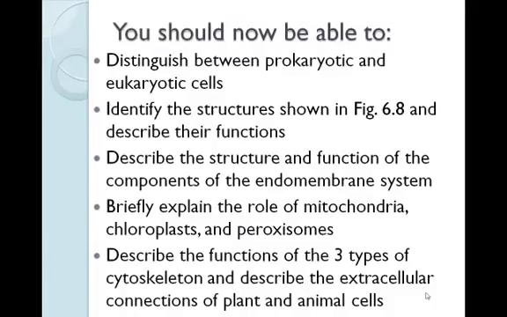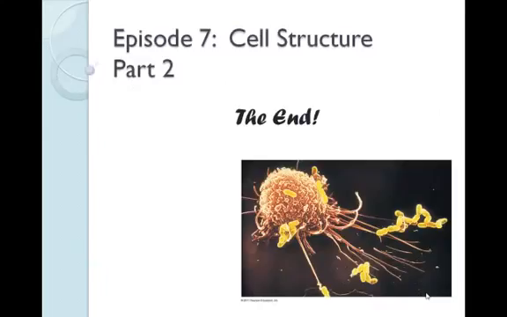In this episode, we've explored cell structure and function. You should be able to distinguish between prokaryotic and eukaryotic cells. You should be able to identify the structures shown in figure 6.8 and describe the functions. You should be able to describe the structure and function of the endomembrane system components. You should be able to briefly explain the roles of the mitochondria, chloroplasts, and peroxisomes. You should be able to describe the three types of cytoskeleton and describe the extracellular connections of animal and plant cells. This concludes part 2 of cell structure.